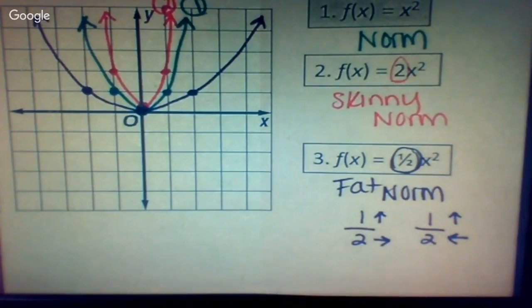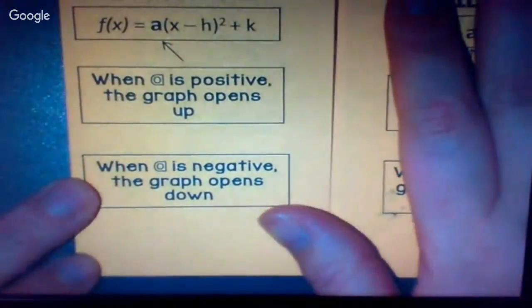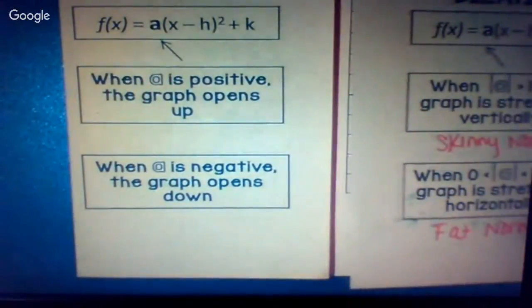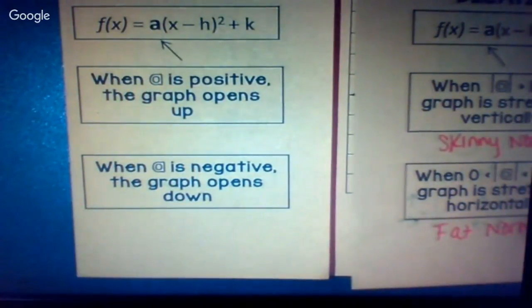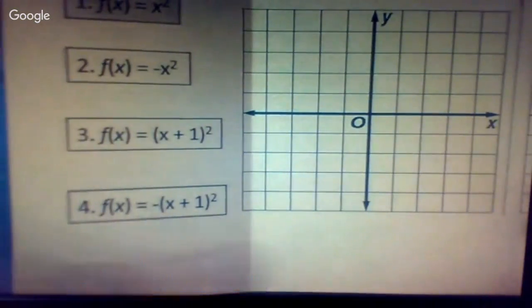Put it up. Okay, the last one we need to talk about is a reflection. When your A value is positive, it's an upward facing U. If my A value is negative, it becomes a downward facing U. Okay, so here's our last one, and we're done with notes for today.